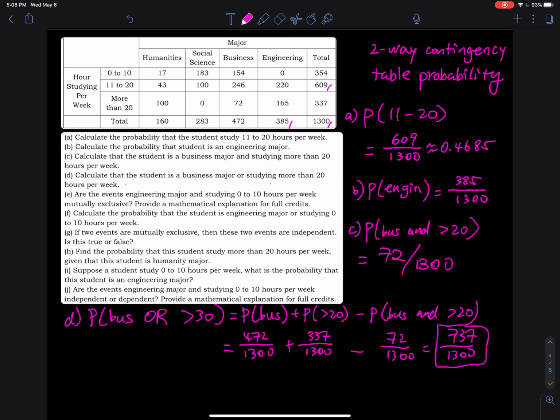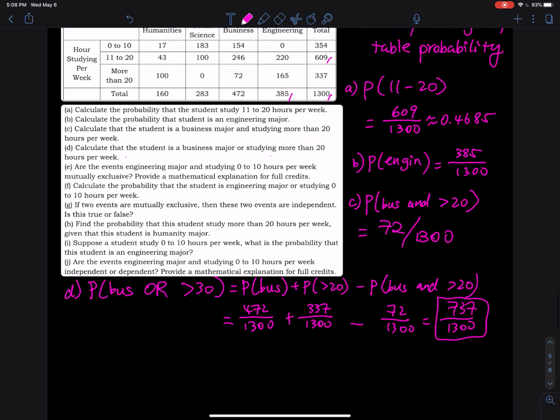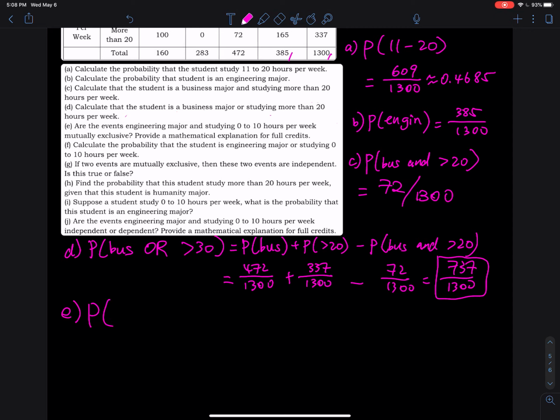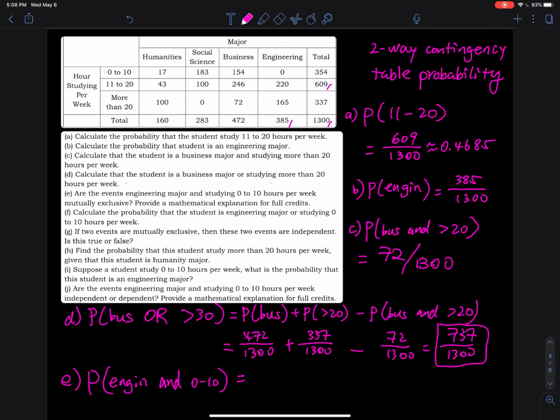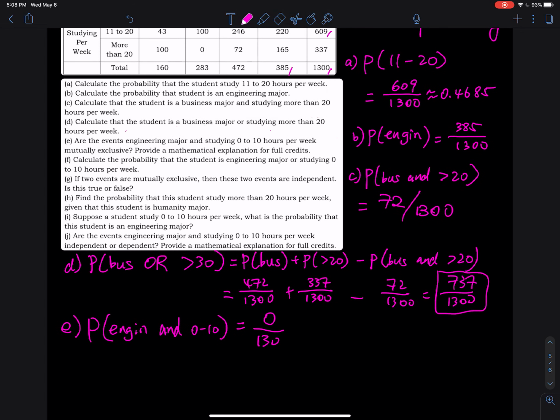So that is D, and then E asks: are engineering and study 0 to 10 hours per week mutually exclusive? Let's find out. So E is the probability of engineering and, don't close the parenthesis yet, 0 to 10 hours every week. For the "and", we have to look for a joint frequency. So engineering and 0 to 10, the joint frequency is equal to 0. Since this is 0 divided by the grand total, that is equal to 0.